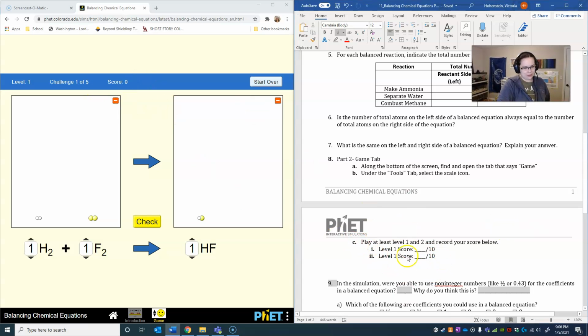But even though it's 5 out of 5, the score is recorded out of 10. Each one is worth 2 points. So record your score for level 1 and level 2 on this document.